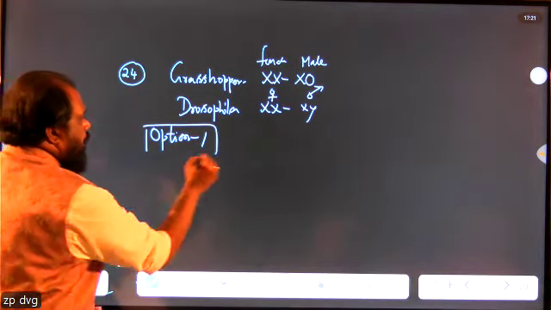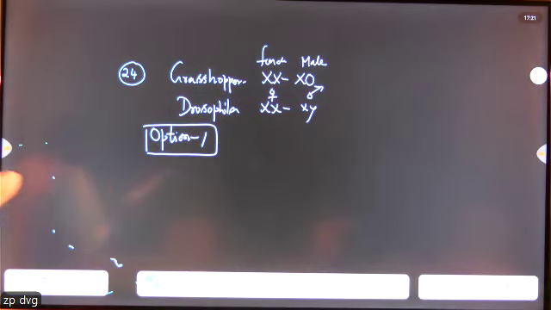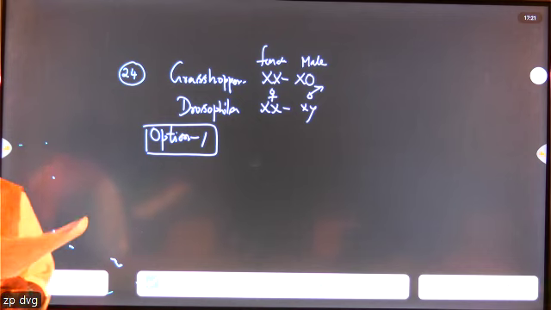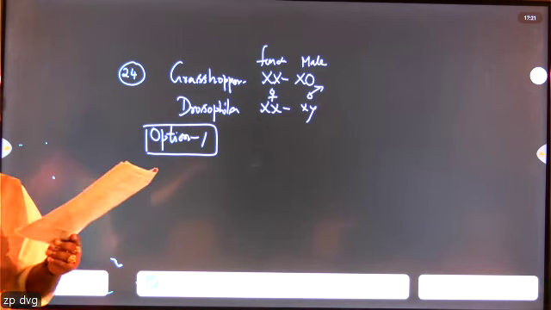Option 1 is the correct option. You need not read the second one. XO condition in humans is Klinefelter syndrome? They are saying XO is Klinefelter syndrome. Hope you remember, XO is Turner syndrome.